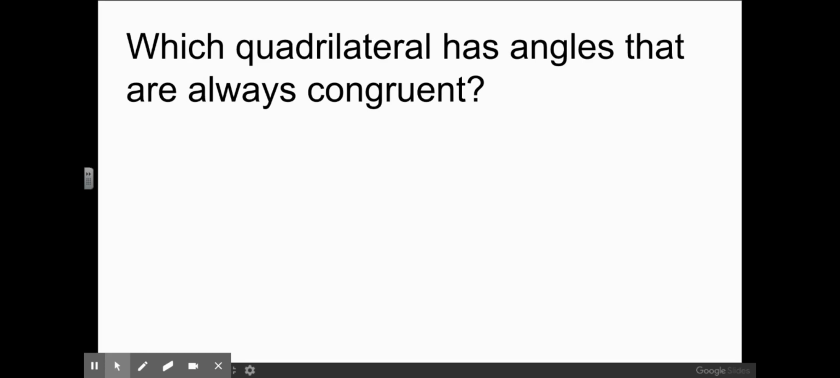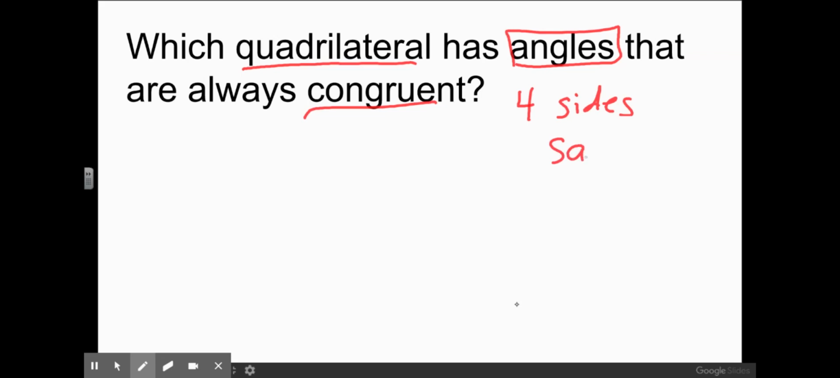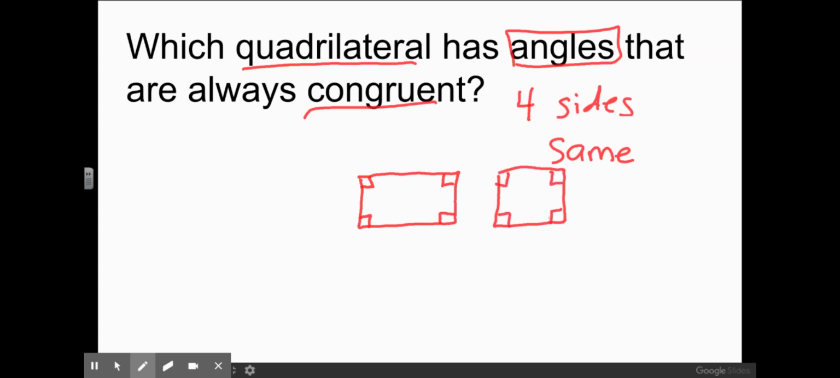The next problem says, which quadrilateral has angles that are always congruent? Now, if we think back to our definitions, the word congruent means exactly the same. So if we're looking for a quadrilateral, we know it's a shape with 4 sides, okay? And if all angles are congruent, that means they have to be the same, okay? Now, there's 2 shapes that come to my mind with angles that are congruent. The rectangle, because all of its angles, and this is in its definition, all angles are 90 degrees or right angles. Also a square, because a square also has all angles measuring 90 degrees or the same.